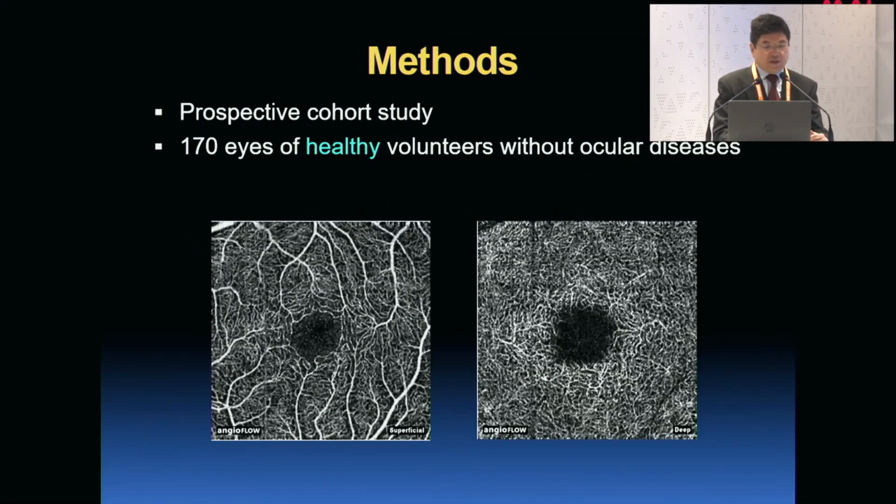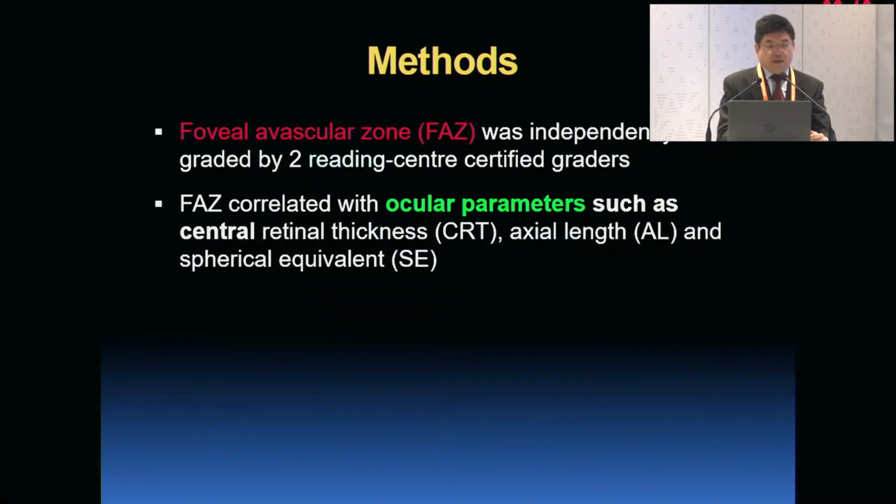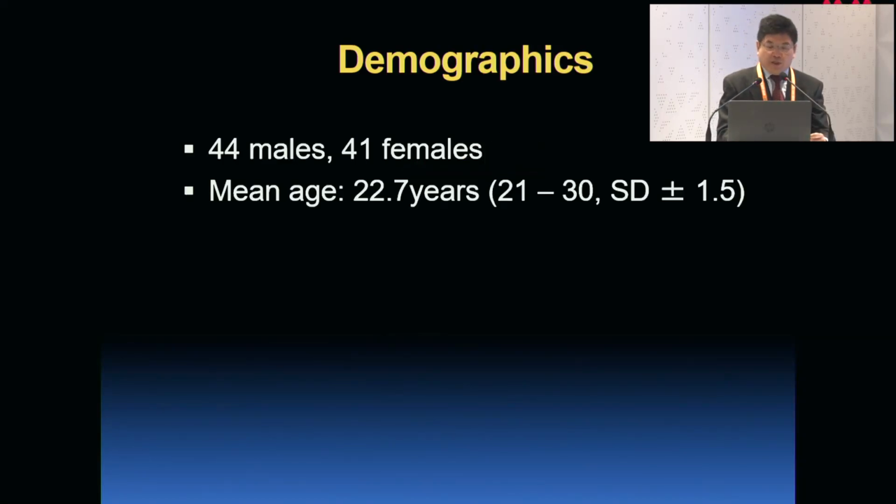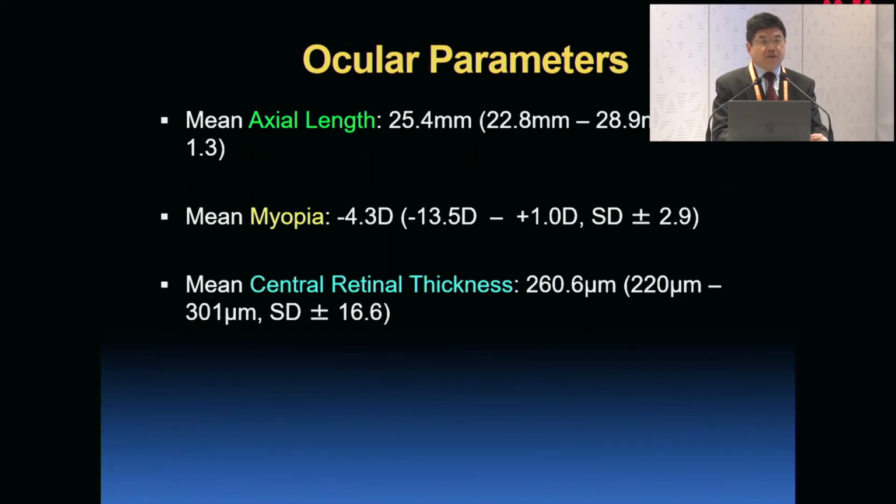This was a prospective study of 170 eyes of healthy volunteers with no history of ocular diseases. The FAZ was independently graded separately by 2 reading center certified graders, and these were then correlated with ocular parameters such as central retinal thickness, axial length, and spherical equivalent. Let's go on to the results. This is the demographics, an equal number of males and females, mean age of 23 years. And this shows the axial length, spherical equivalent, as well as central retinal thickness of this cohort. A bit of a myopia, which is quite common in an Asian cohort.